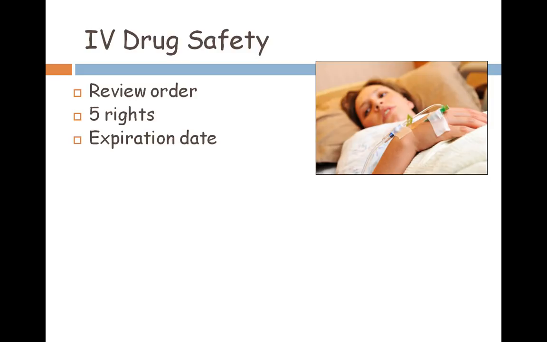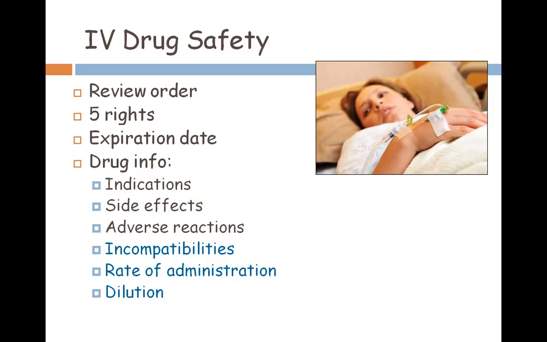You need to make sure that the medication hasn't expired. And then looking up the drug information in the drug books, you need to know why they're getting it and if there are any side effects or adverse reactions. And a side effect is something that we know may occur with this medication. An adverse reaction is something that's more dangerous. An example might be with morphine sulfate. A side effect would be constipation, and an adverse reaction may be an anaphylactic reaction or dyspnea.